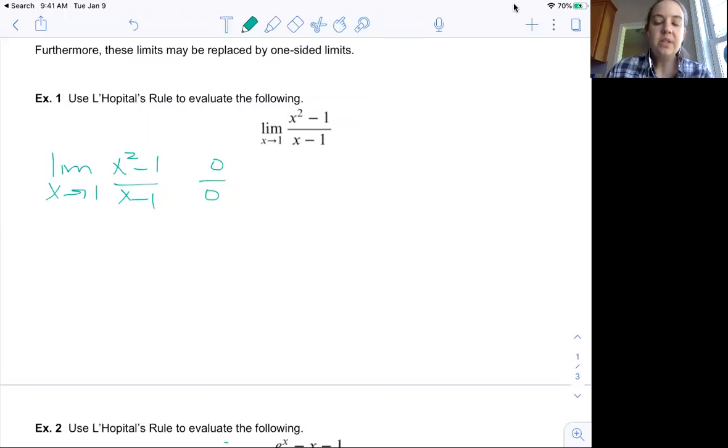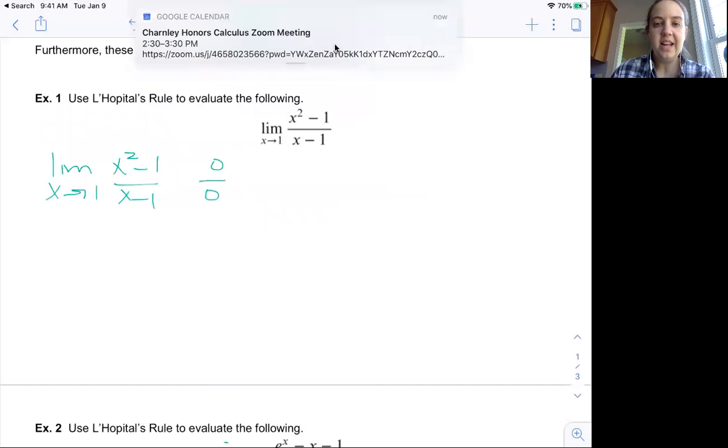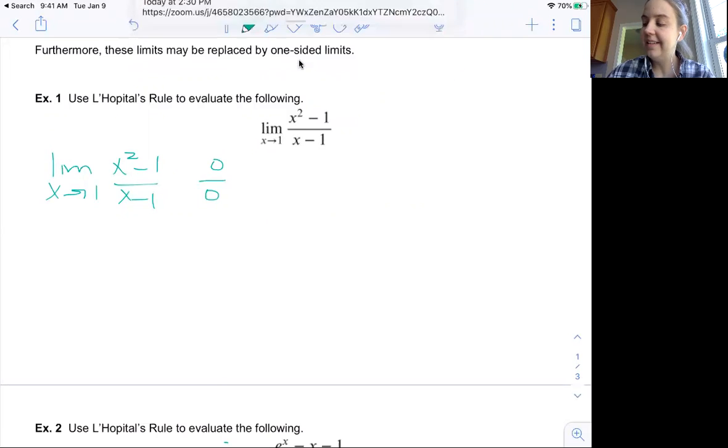Now, this is not equal to 0. This is this indeterminate form. It's not a real number. It's not 1. It's not 0. It's not infinity. It's not any of the above.